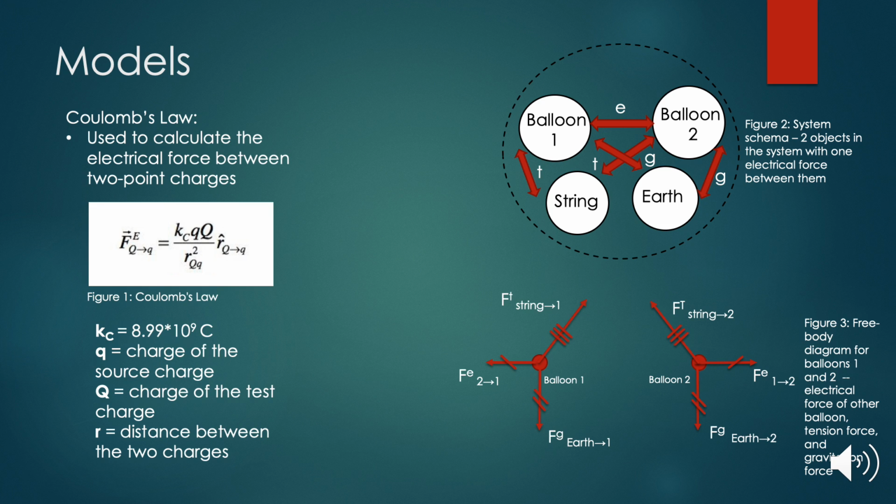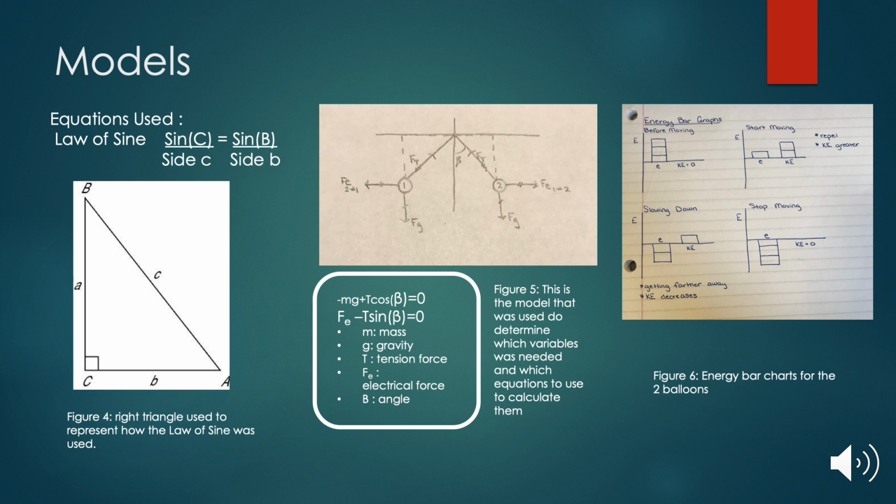This shows that there are three forces acting on the balloons. There was a gravitational force, electrical force, and other charge of the other charged balloon, and the tension force of the strings. The other two models shown here are the drawings used to understand what forces were on the balloons and which variables that needed to be solved for.